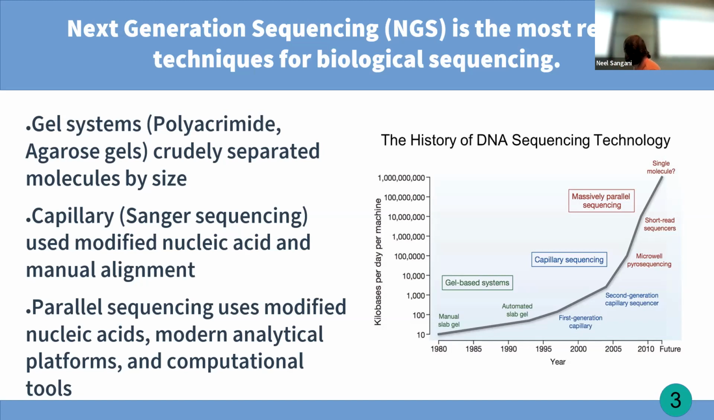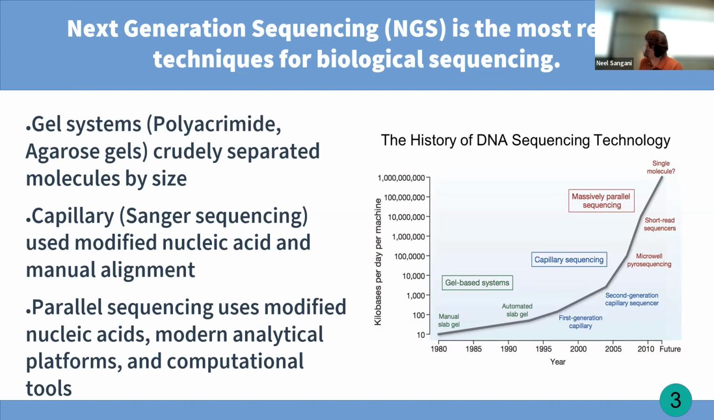Then we have a second stage, which is capillary sequencing, sometimes also called Sanger sequencing. You could use modified nucleic acids to determine the sequence of the molecule that was contained in a very small capillary. And then by doing a bunch of these sequencing experiments, on this small fragment and this small fragment and this small fragment, you could eventually get enough fragments that you could start to line them up and put them together. So that was capillary sequencing.